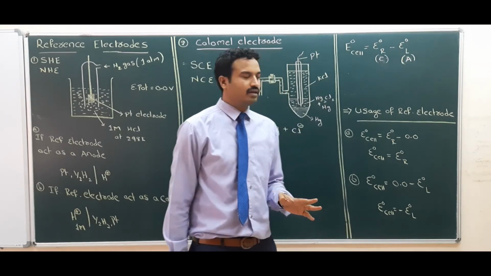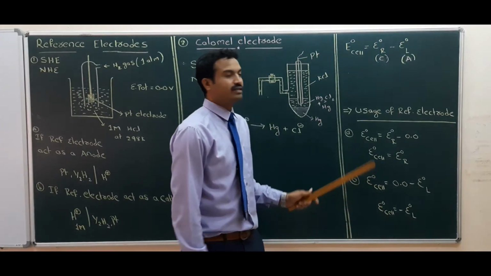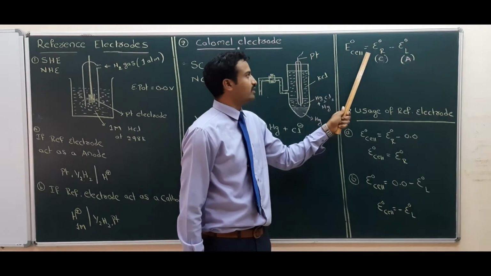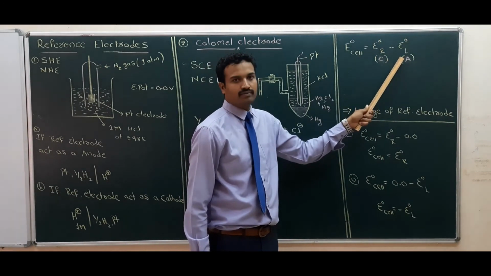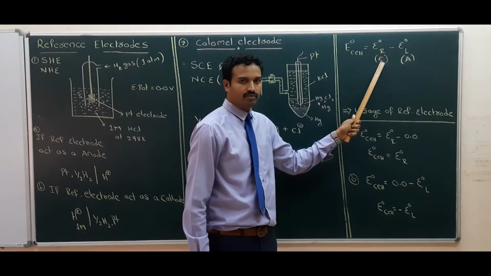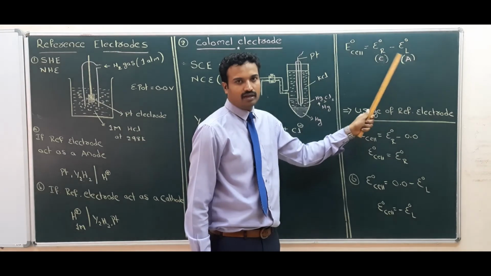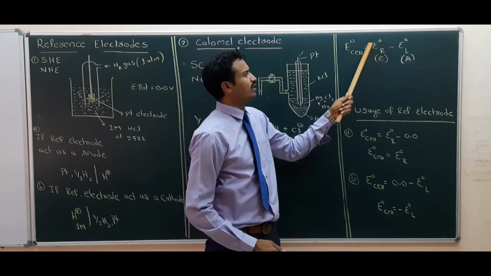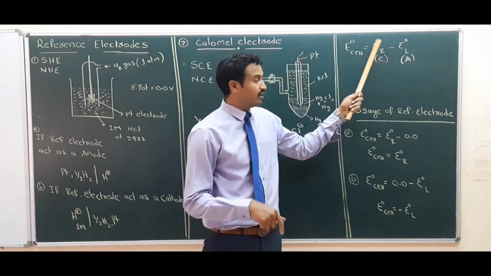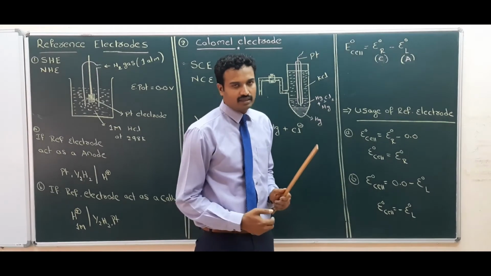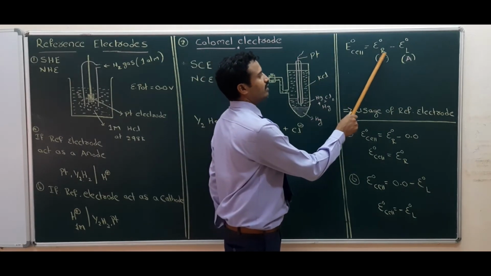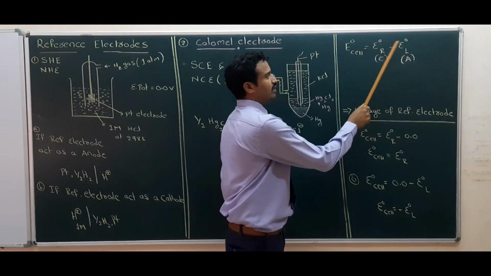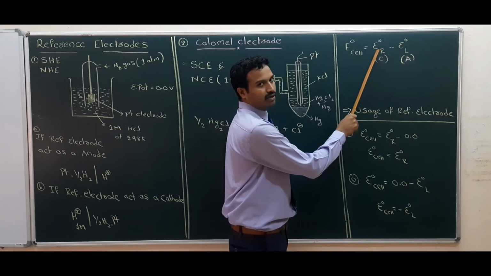Now we have discussed the usage of the reference electrode. Again we will see EMF, E naught cell, the standard electrode potential of a cell, is equal to E naught right minus E naught left. E naught right means E naught cathode minus E naught anode. Now, we cannot calculate the single electrode potential directly. We can calculate it by using a reference electrode. How to use the reference electrode? See here, we want to calculate the cathode electrode potential value. Then the anode electrode potential... you want to calculate the cathode, that means the right electrode potential value.